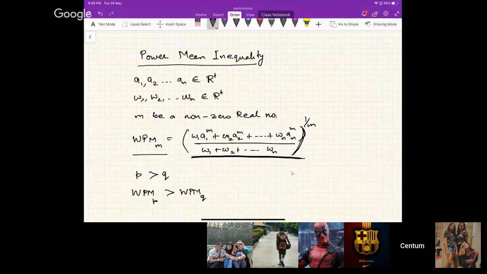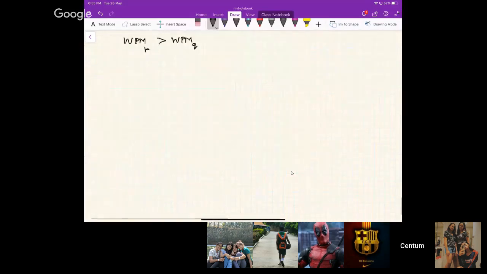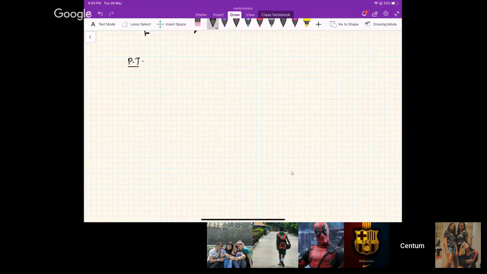Okay, let us take an example and see the application of power mean inequality. So what is the application? Application is: prove that a to the power 4 plus b to the power 4 plus c to the power 4 is greater than equal to abc times (a plus b plus c). And it is given that a, b and c all belong to the positive real number set.